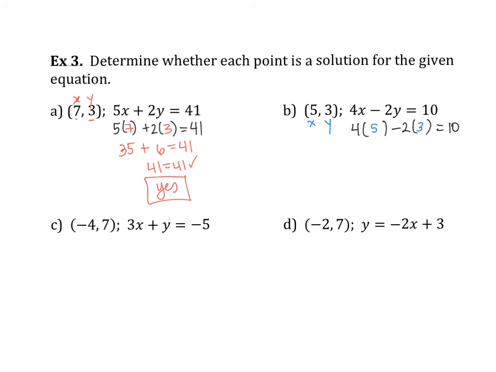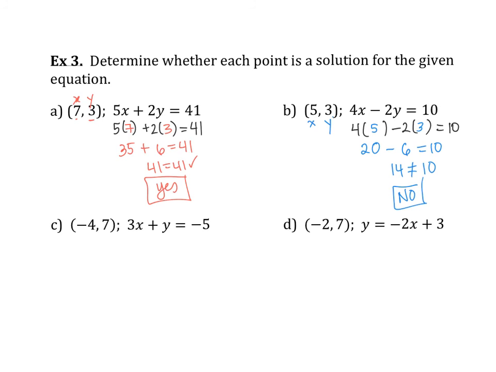And I am going to show my work because this is kind of like we're trying to prove something. 4 times 5 is 20. 2 times 3 is 6. Does 20 minus 6 equal 10? No, 20 minus 6 is 14. That doesn't equal 10. So no, this point would not be a solution to that equation.